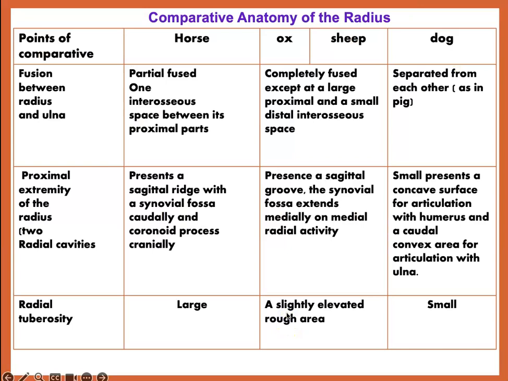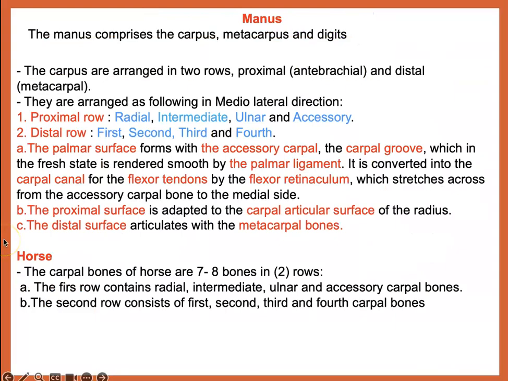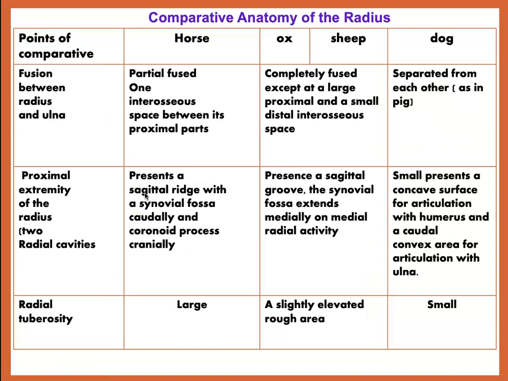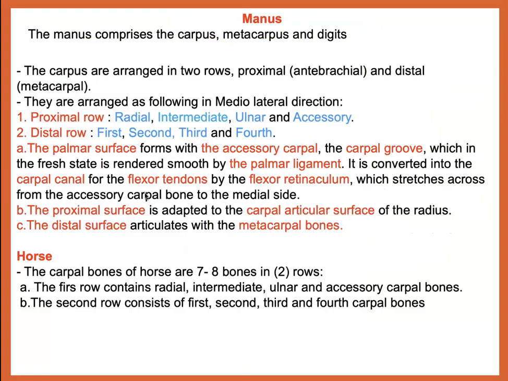Also, it's an interesting table to compare between different animals. You can see it's partially fused in the horse, completely fused in ox and sheep, and separated in the dog. And as we mentioned, supination and pronation are possible because of the separation. In the radius, we can see the fusion, partially fused, completely fused, and also you can see different parts of the radius.